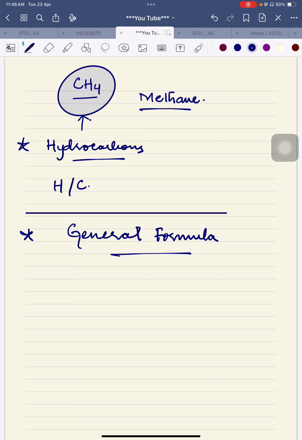Now, what is a general formula? Before telling you the details, let me inform you that when we are talking about hydrocarbons or organic compounds, there are thousands and thousands of them. They are uncountable. Let me inform you where the organic compounds are. Let's have a discussion.